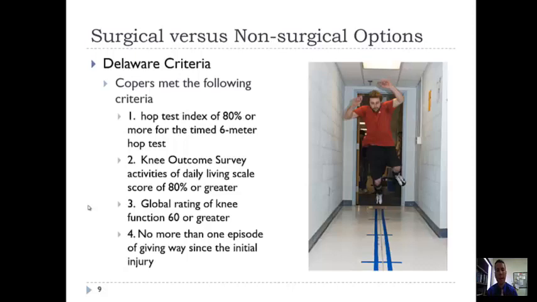The outcome survey, 80% or better, that's just a patient self-report functional scale. Then a global rating of knee function of 60 or greater, and they cannot have more than one episode of giving way since the initial injury. So you get one chance to have a functional instability episode, and if you ever have more than that, then you're not a coper. We cannot define you as a coper. So if you meet all four, you're a coper, and you may not require surgical repair. It still depends, though. It's not definitive, and that's a conversation that needs to be had with the patient, the family, and the entire healthcare team.